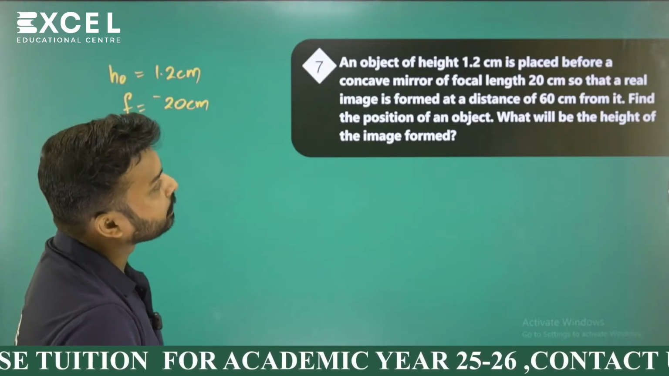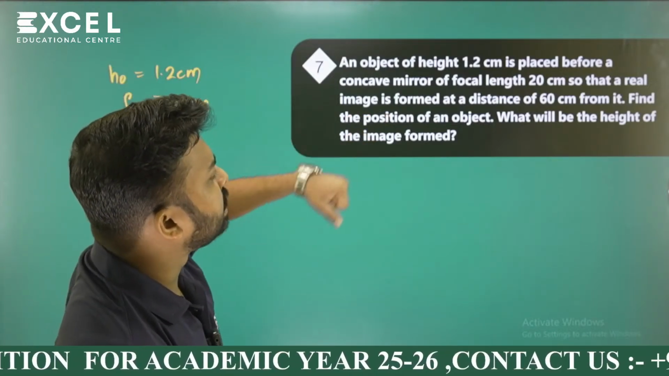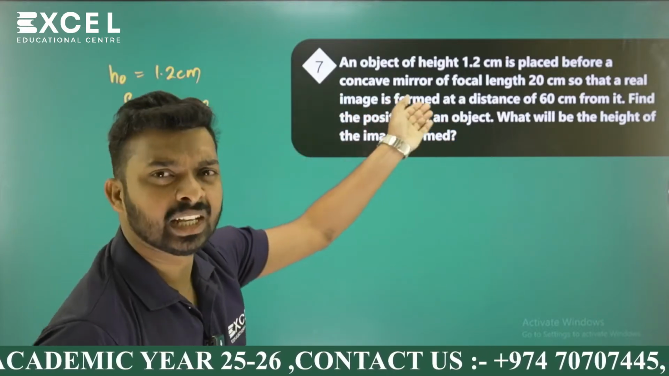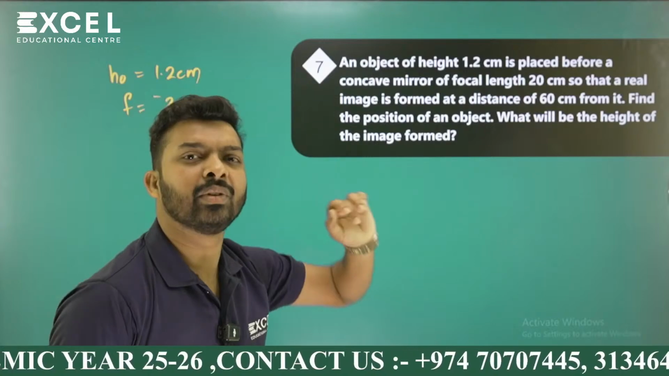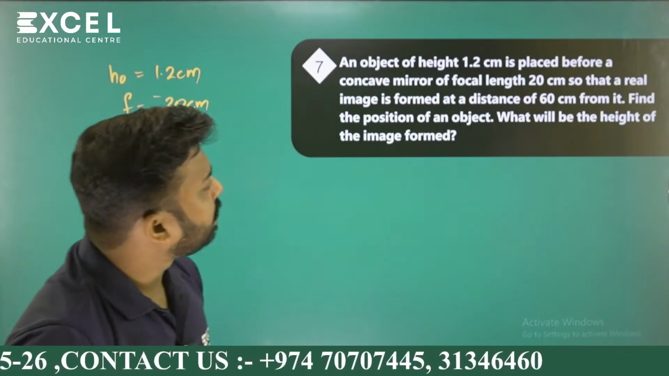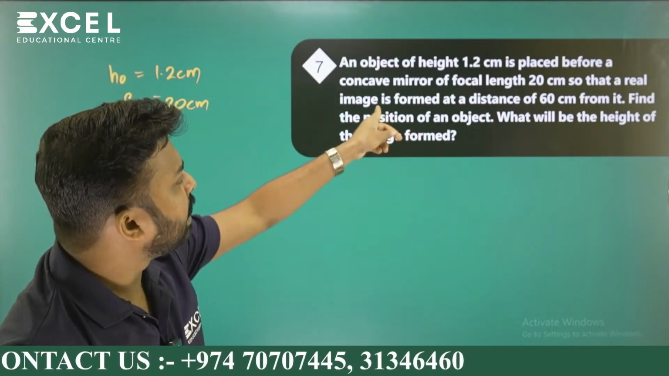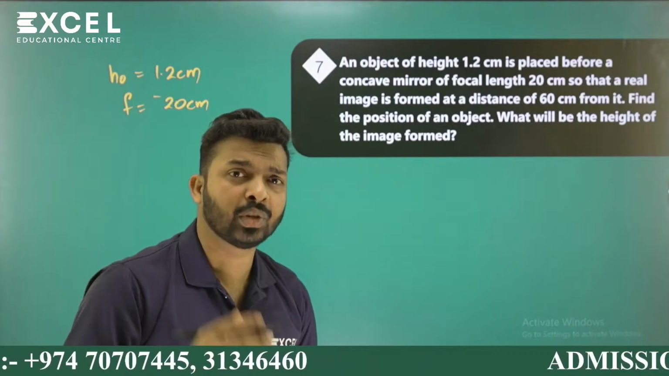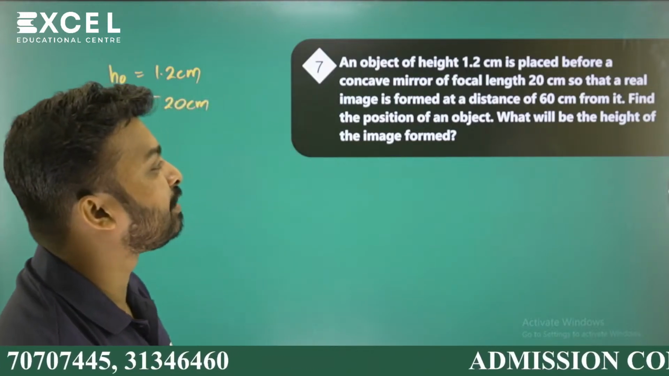Okay, now then what is it? And then so that a real image is formed. See, it is forming a real image, so a real image will always form on this side only. And then the image is formed at a distance of 60 centimeter from the mirror.